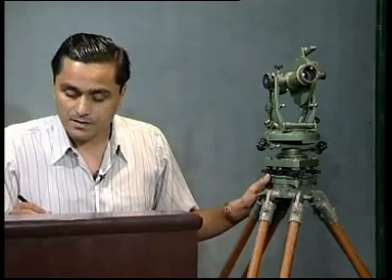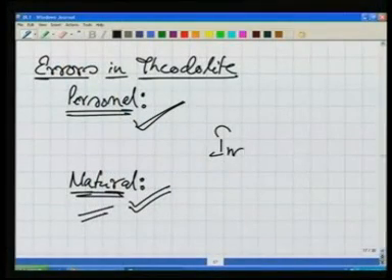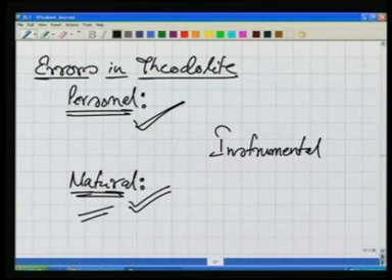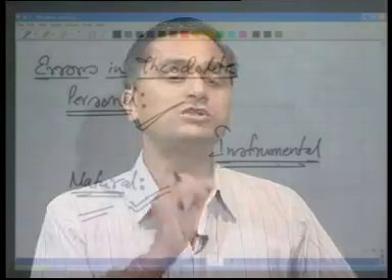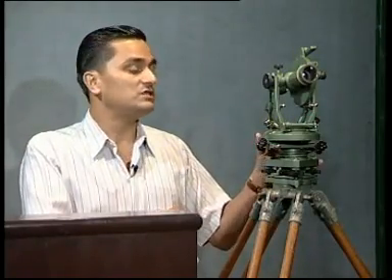Finally, the errors due to instrument, which we say instrumental errors. Now before we get into the instrumental errors, we need to understand a couple of fundamental lines of the instrument. These are very, very important. We have understood the construction of the instrument, how it is made and all these things, but we need to look into some of the fundamental lines in this instrument.